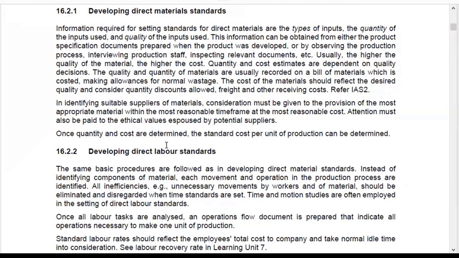All right. So in terms of direct material standards, so now we're just getting into the standard itself. So for you to set standards for your direct material, you need to look at the quantity of the inputs that you used, the quantity, meaning the number of kilograms, those meters for your direct material. We look at quantity and we look at quality.